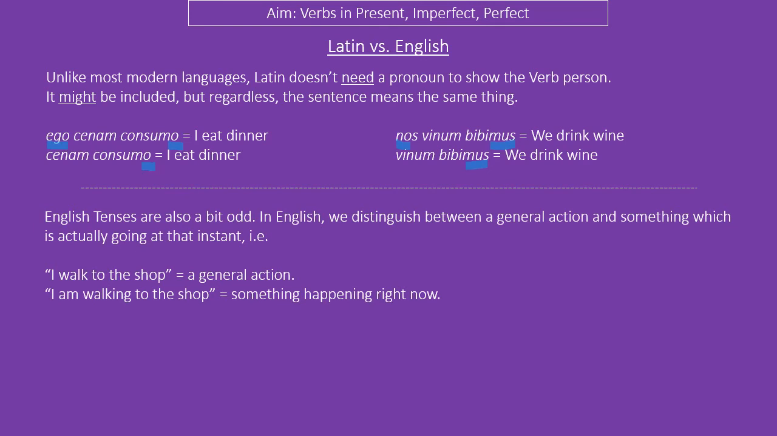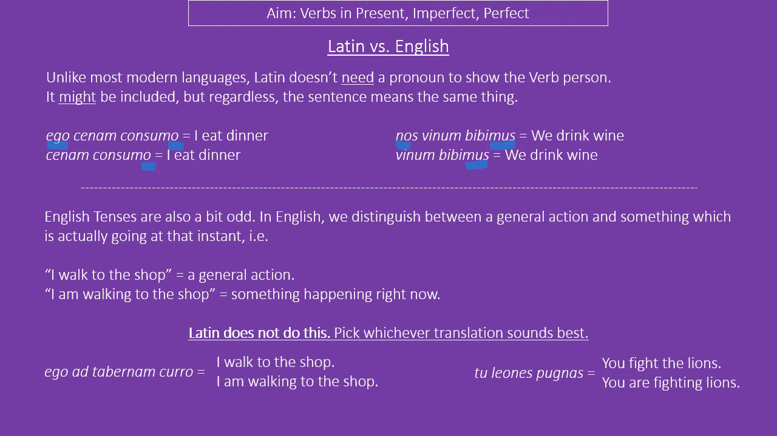It's also worth noting that English tenses are a bit bizarre. I walk to the shop and I am walking to the shop are both present tense, something that's happening now. But there's a slight difference between the 2 of them. Latin doesn't do this, so don't concern yourself with this particular problem. For the present tense, for example, I walk to the shop and I am walking to the shop is the exact same. You fight lions and you are fighting lions is the same.